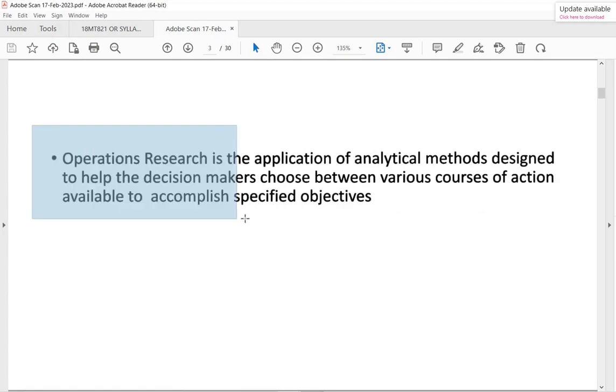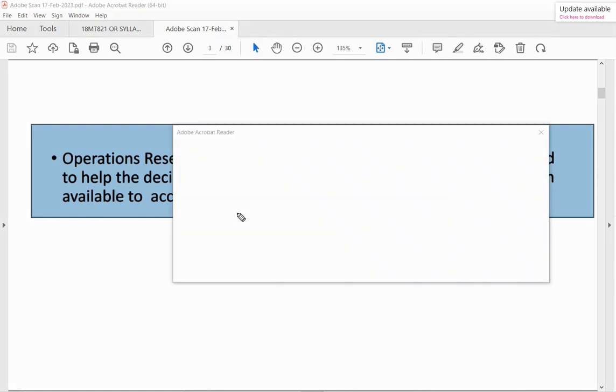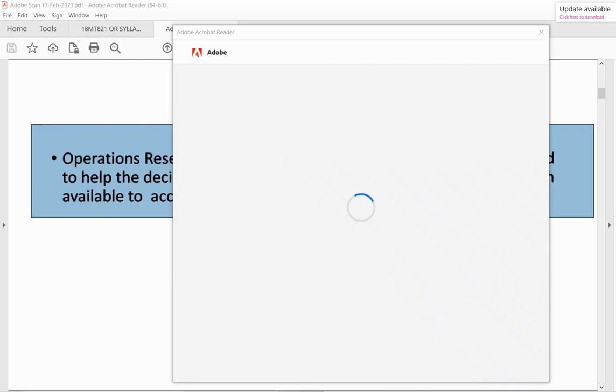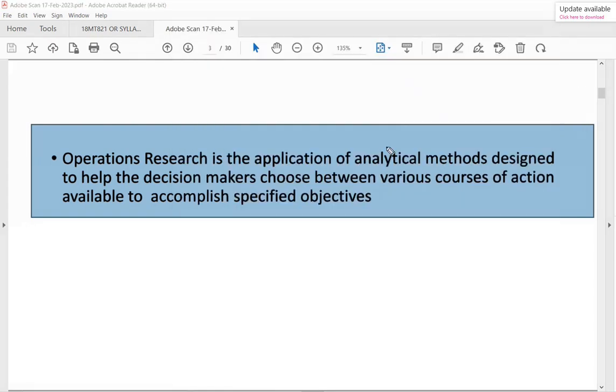Then operation research is the application of analytical methods designed to help the decision maker choose among various courses of action available to accomplish the specified objective. Because any industry which is present has proper methods, and those are designed. Why are those designed?